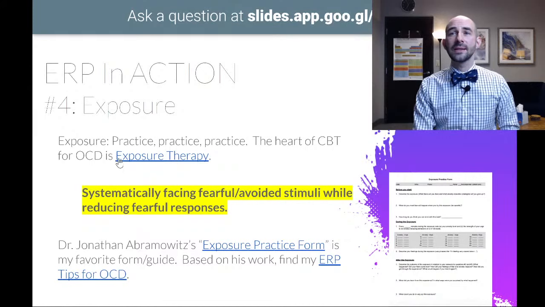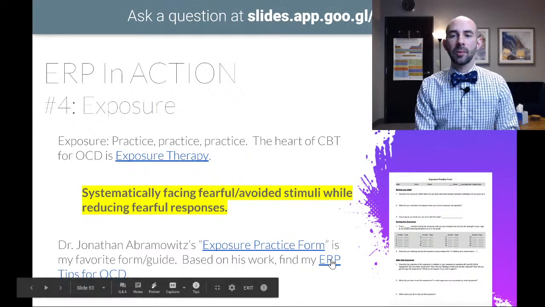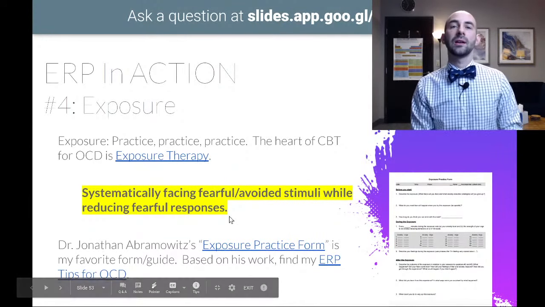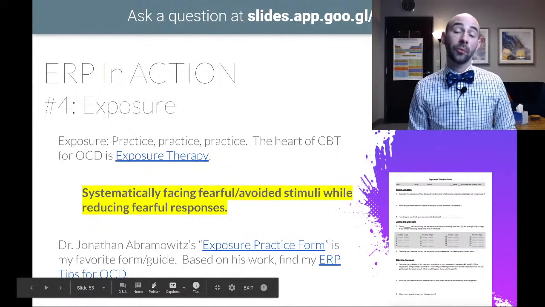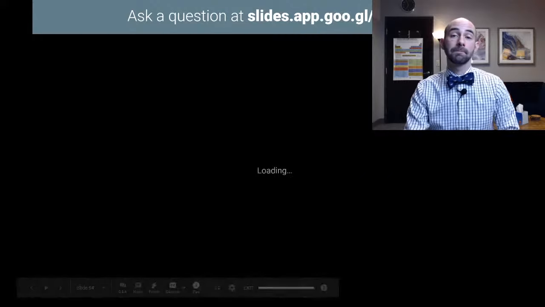So here's a form. This is Jonathan Abramowitz, one of the foremost researchers with OCD. He put together this form. You can find it on his website. It's one of my go-tos still to this day. And you can also go down to the ERP tips for OCD. Checking that out, I think you'll hopefully find that beneficial. It's largely based on Abramowitz's work as well.